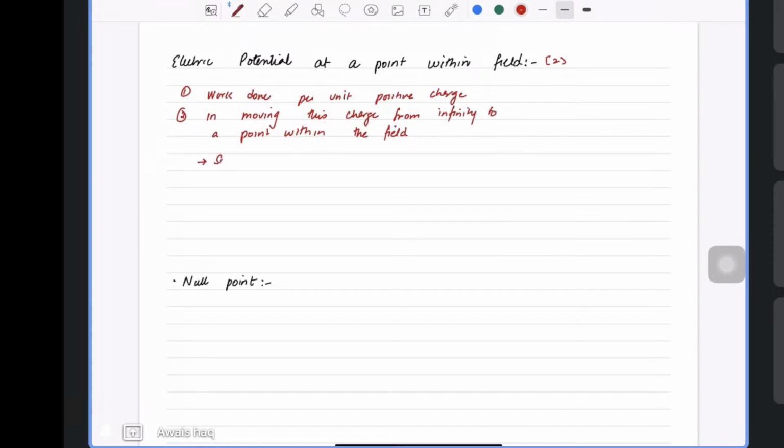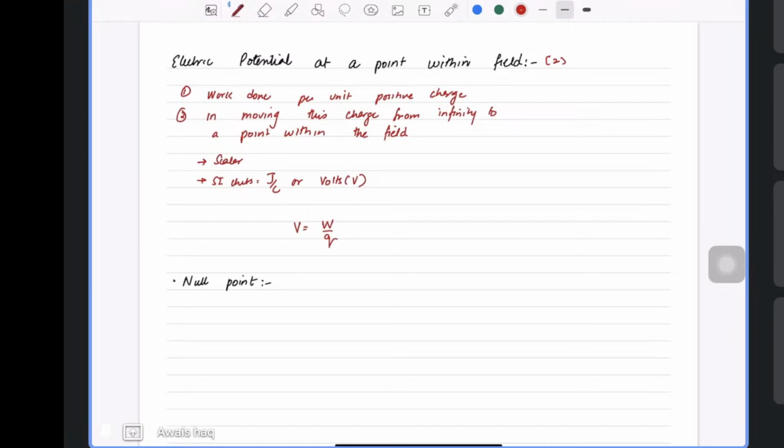Potential is a scalar quantity, and the SI units, like you know from the definition, should be joules per coulomb because work done per unit charge, and joules per coulomb are also volts, so that would be the units. So according to definition, the potential should be work done over charge, and you should remember that.